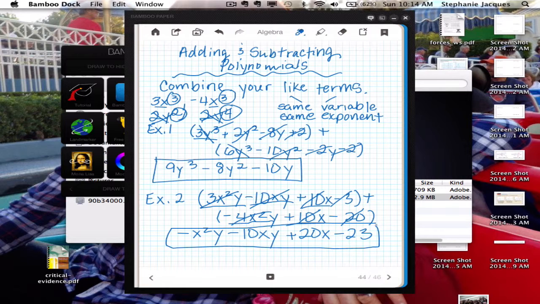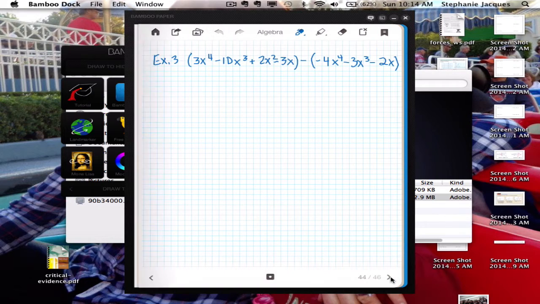Let's look at a subtraction example. So this one's a little bit more difficult, but not too difficult. I like to rewrite the problem, and you're going to see why. So you have this, and you're subtracting this whole thing from it. So I'm going to rewrite this first bit here. I'm going to go 3x to the fourth minus 10x to the third plus 2x squared minus 3x. Now I'm going to look. When you're subtracting this whole thing, that means you need to subtract each term.